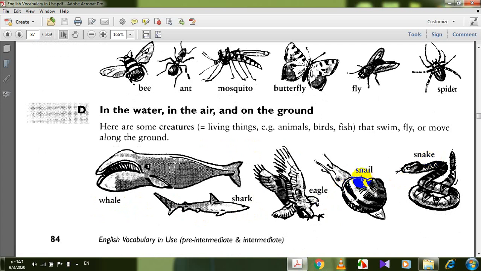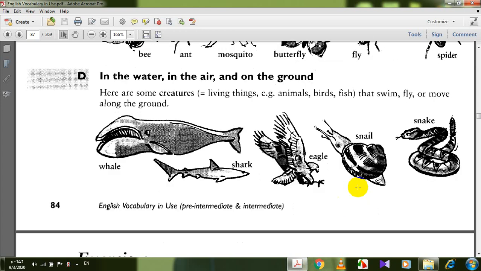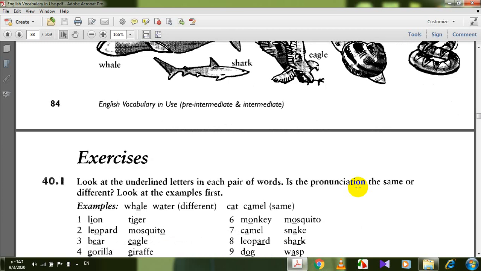Snail. At a snail's pace. Okay? It means very slowly. He walks or he runs or he drives at a snail's pace. P-A-C-E. It means very slowly, because the snail is very slow. That's it.